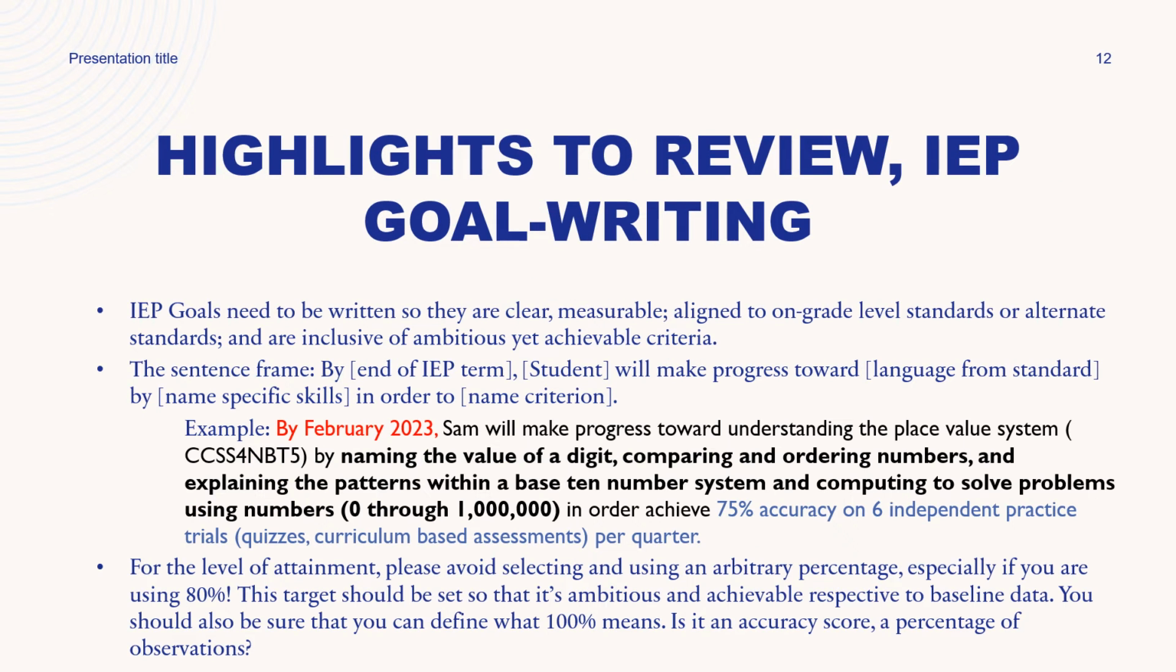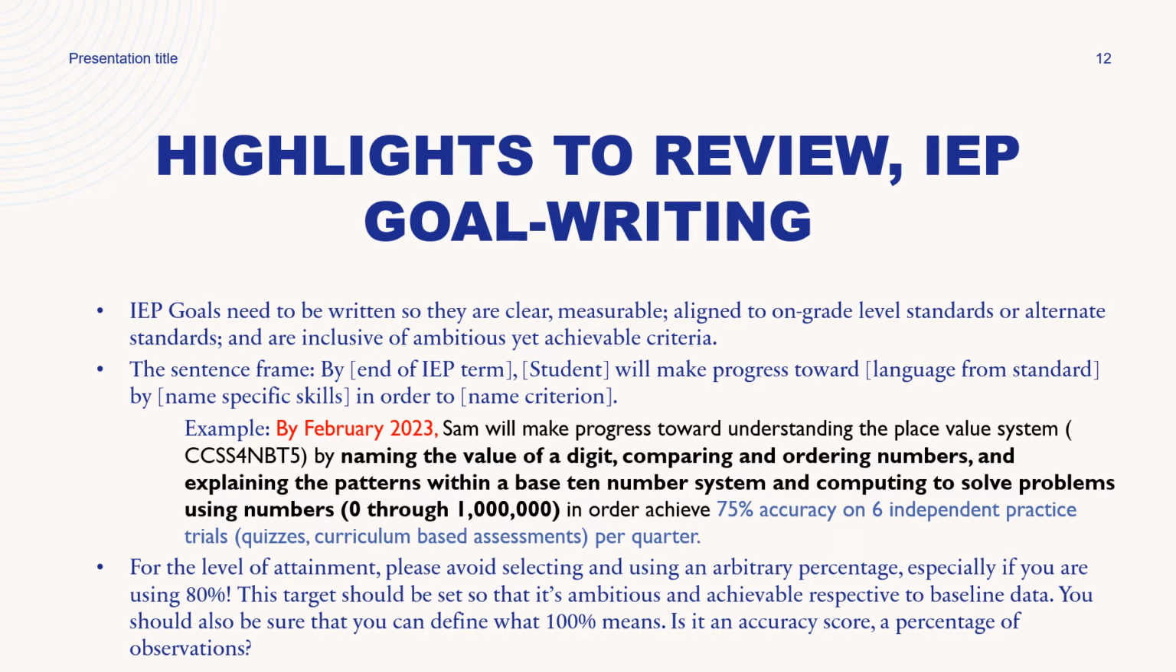When we write the IEP goal, be sure to keep the statement just one single sentence. So a frame or template for writing that sentence could be: by month of year, student will make progress toward some brief phrase from whatever the standard is that you're aligning with, by, and then list measurable skills, in order to achieve, and list a criterion.